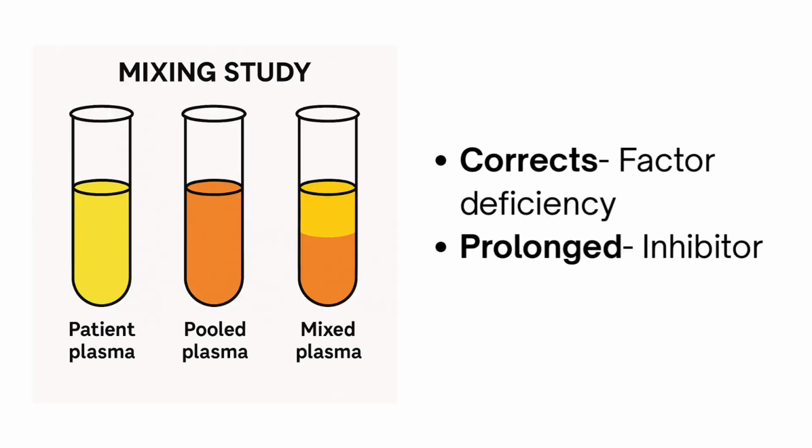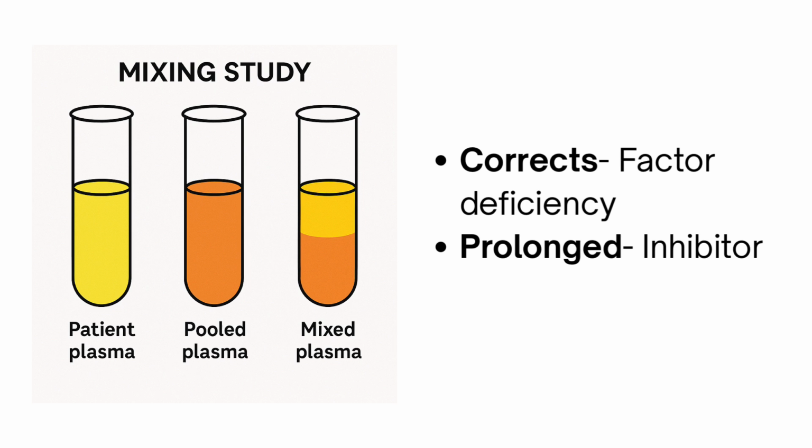One important test when PT or APTT is prolonged is the mixing study. It helps to determine why clotting is impaired. Is it due to factor deficiency or due to an inhibitor? So we mix equal parts of patient plasma and normal pooled plasma, then repeat the PT or APTT. If the result corrects to normal, the problem is likely a factor deficiency. If it remains prolonged, an inhibitor is probably present, such as antibodies against clotting factor.